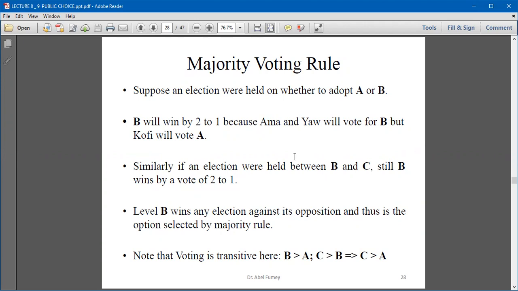Ama and Yao will be voting for B. So any election that will be conducted between A and B, based on the preferences that we have in table 1, then policy B is going to win.